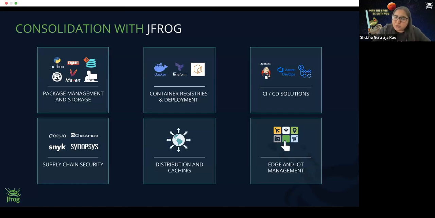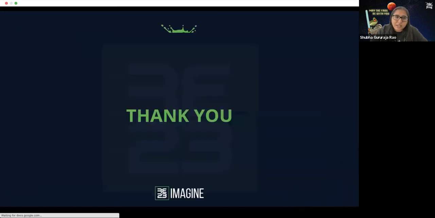We also support distribution and caching with our Distribution product and Edge nodes. We also have products such as PDN, that's Private Distribution Network. And this is where IoT and edge management also comes in, with our support for OTA using our Connect product. So this is something you can definitely think of when you're consolidating with JFrog.